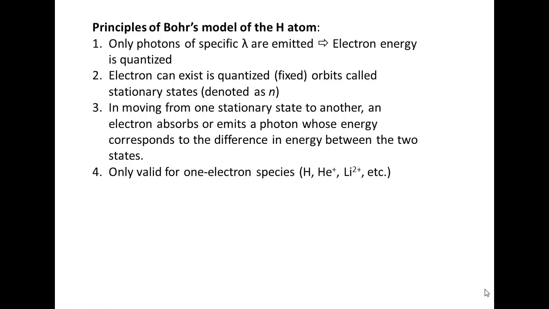This is only valid for one-electron species. The most common of those is hydrogen. This is why it's called Bohr's model of the hydrogen atom. Right now we can already see the limitations of this model, but it is a very useful model. The other two common species that just have one electron are He+ and Li2+.